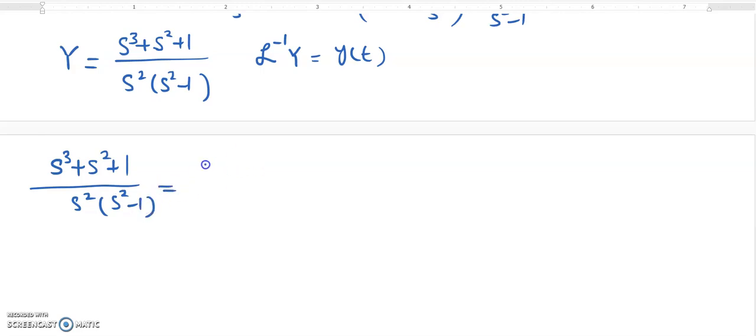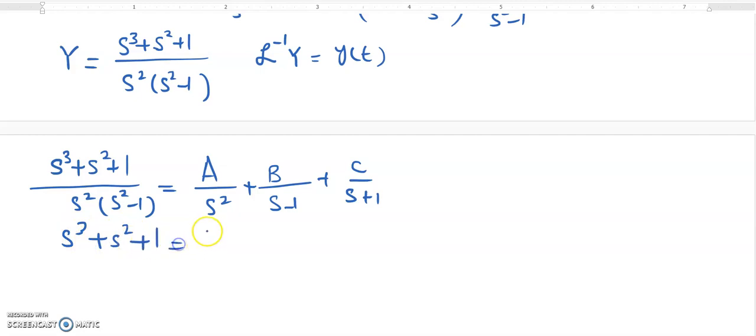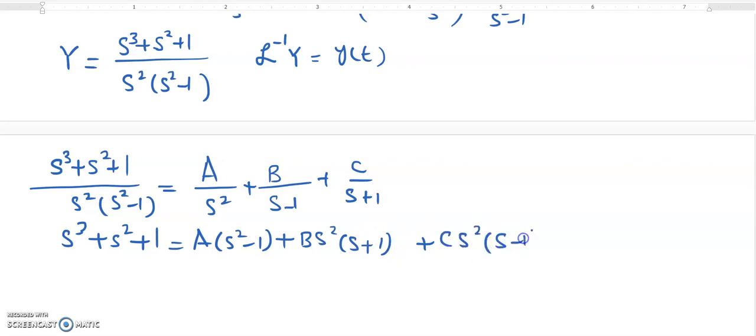So we assume that it is equal to A over s square plus B over s minus 1 plus C over s plus 1. Then we try to find these constants A, B, and C. For this, we multiply both sides of this equation by s square into s square minus 1. So we will get s cube plus s square plus 1 is equal to A into s square minus 1 plus B into s square into s plus 1 plus C into s square into s minus 1.